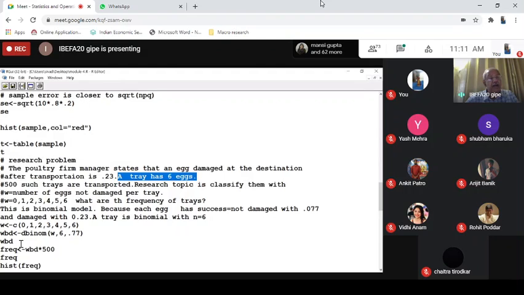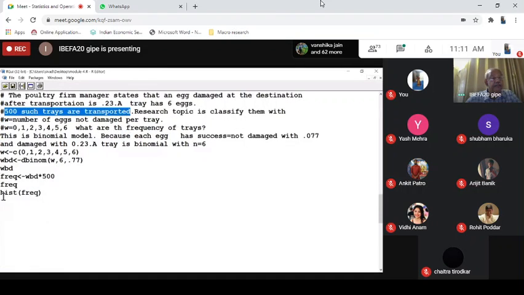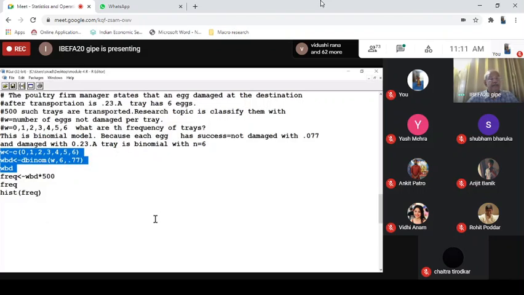Such 500 trays are transported. Find out how many of them have 0 not damaged, 1 not damaged, 2 not damaged, and so on up to 6. You cannot open all the 500 and check it, time consuming. But you know each tray is a binomial model. Multiplied by 500 will give you the frequency. That is what I have done.